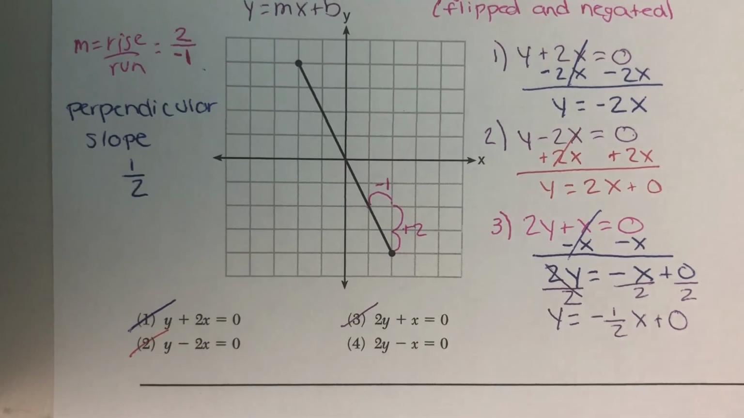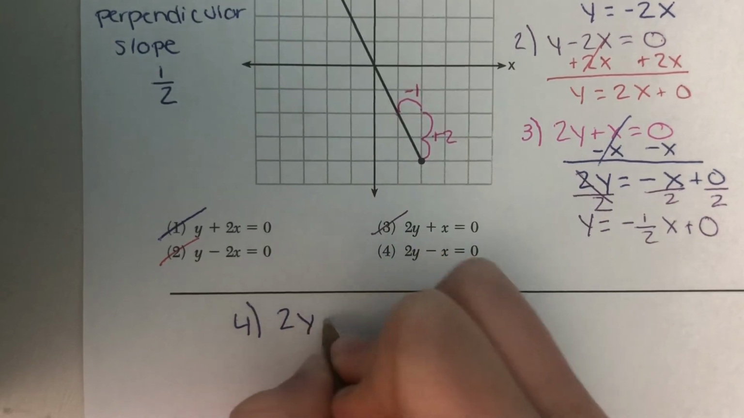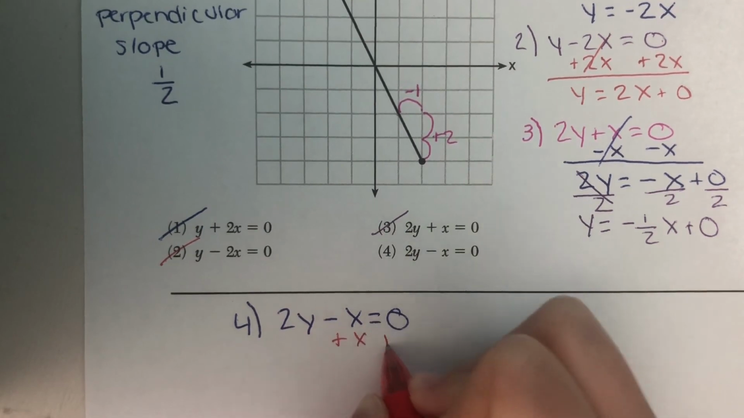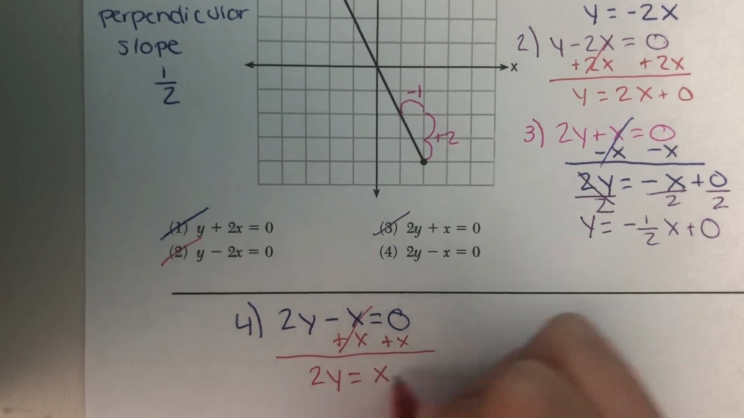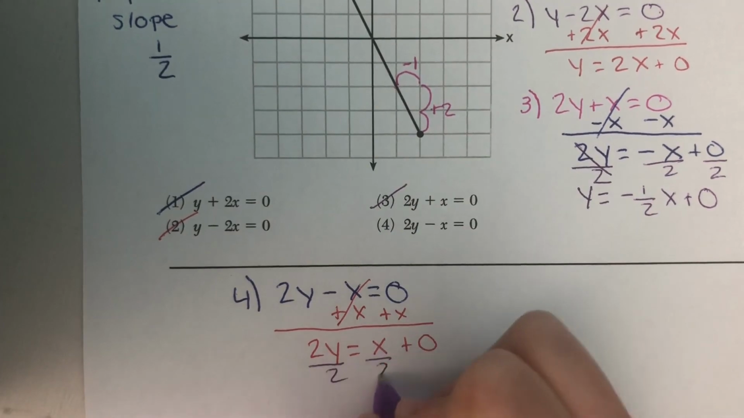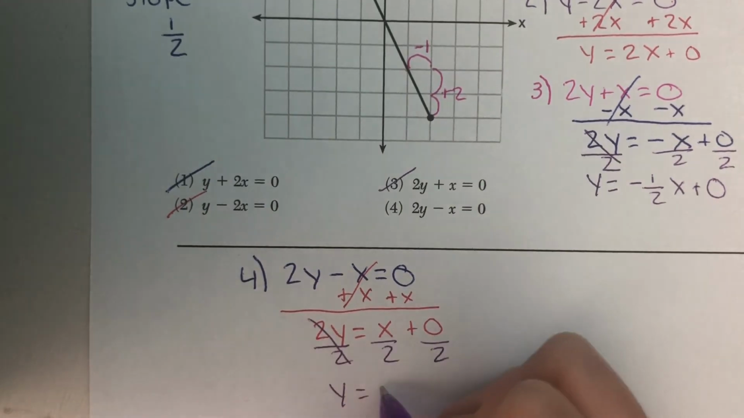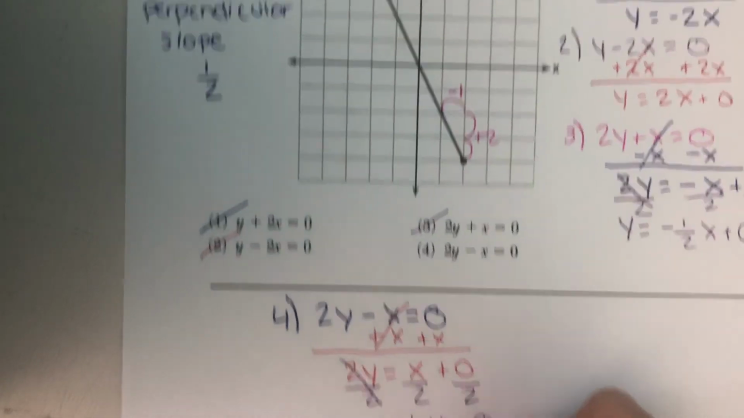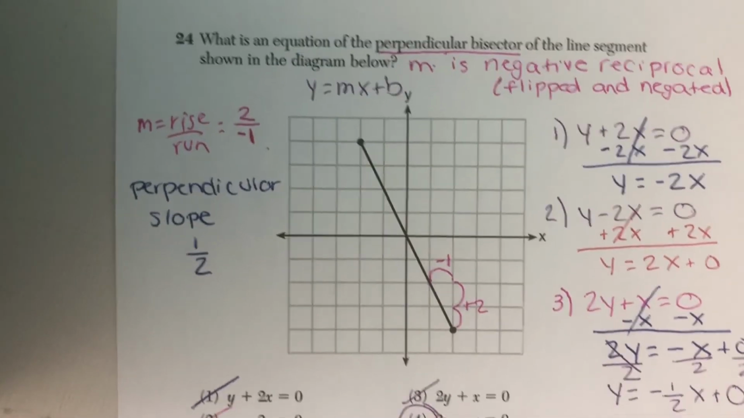So let's check choice 4. We're given 2y minus x is equal to 0. My first step, add x on both sides. And we get 2y is equal to x plus 0, I can say. And then I have to get the y alone, so divide by 2. And we get y is equal to, there's always a 1 in front of that x, so 1/2 x plus 0. Does 1/2 match my perpendicular slope 1/2? Yes. So choice 4 is my correct answer for question 24.